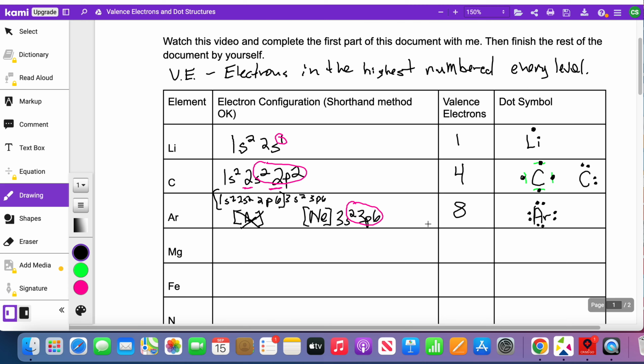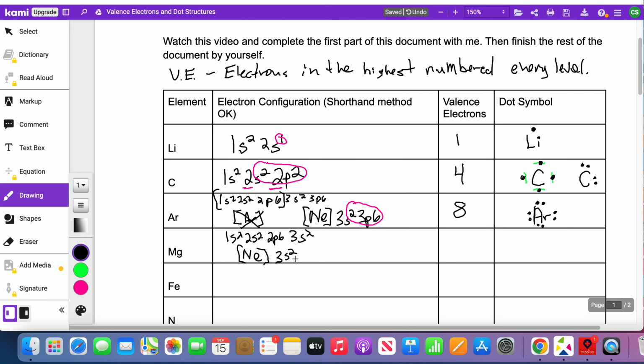Okay, now a couple more here. Magnesium. All right, let's see here. So I could write it the long way: 1s2, 2s2, 2p6, 3s2. Or I could write it the shorthand way. If you back up from magnesium, the nearest noble gas to magnesium, counting backwards on the periodic table, is neon. And so it would be neon 3s2.